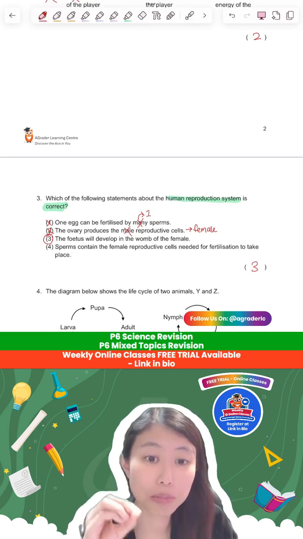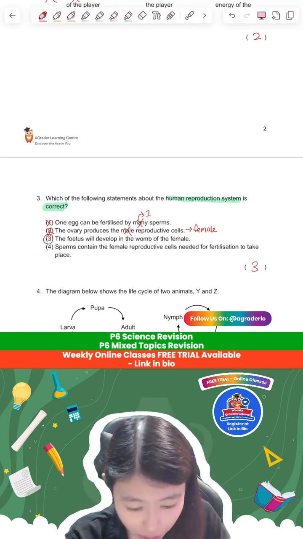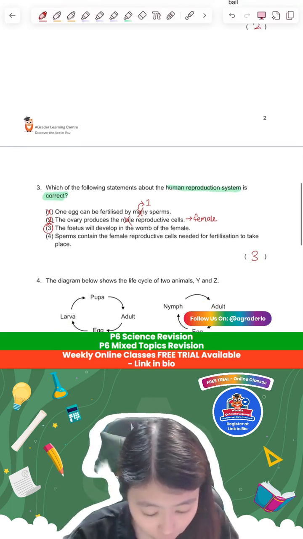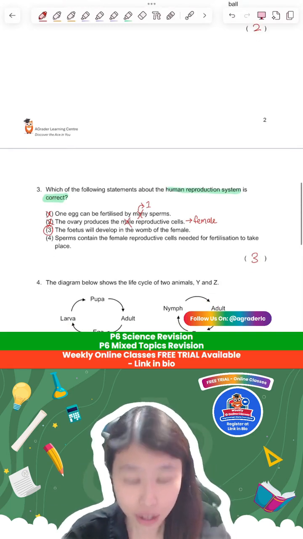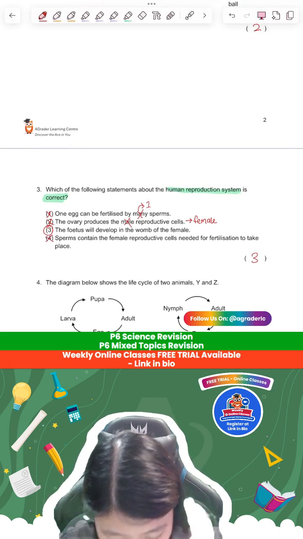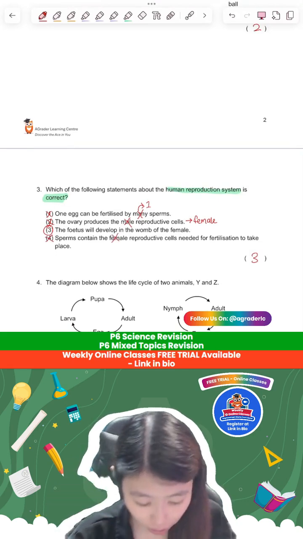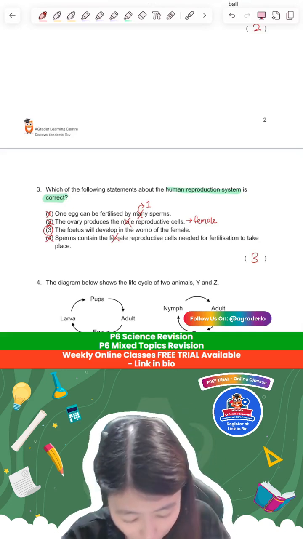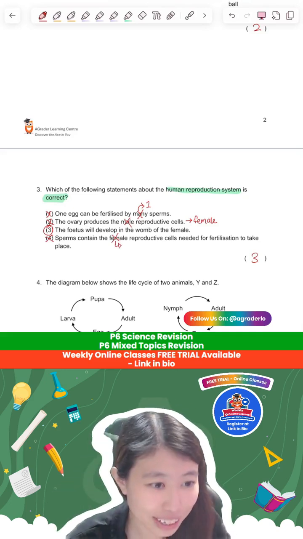Fetus basically means the unborn baby. The unborn baby will develop in the womb of the female. That's correct. And number 4 is wrong because the sperm doesn't contain the female reproductive cell, right? Sperm contains the what?